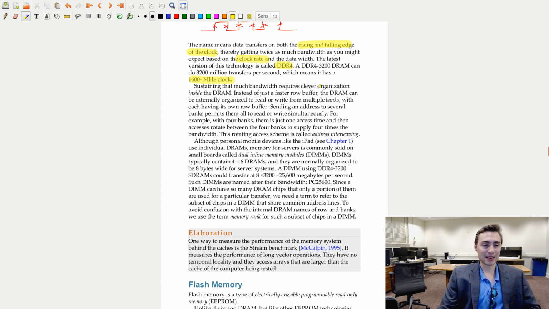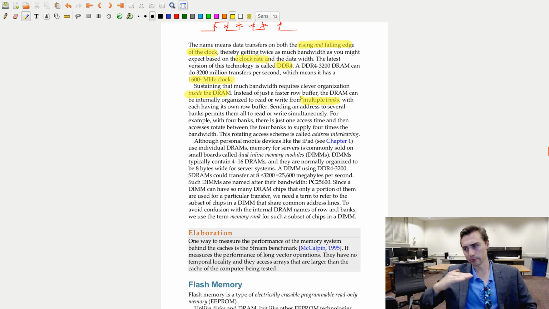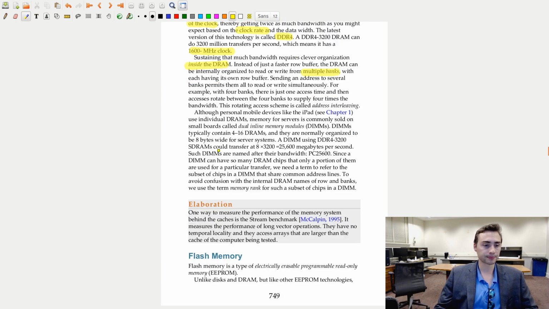So sustaining that much bandwidth requires clever organization inside the DRAM. Instead of just a faster row buffer, the DRAM can be internally organized to read and write from multiple banks. Just because we have multiple banks doesn't mean that we access them one by one by one. We can play some tricks and access multiple at the same time. That's the idea of parallelism that we've talked about before. If we're not using pieces of hardware, let's find a way to use them.